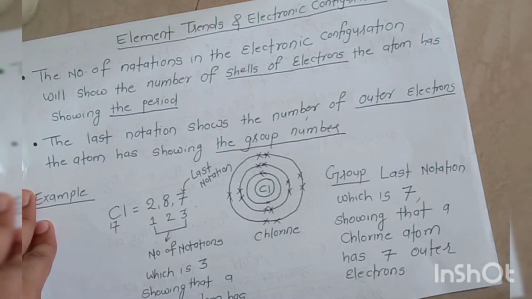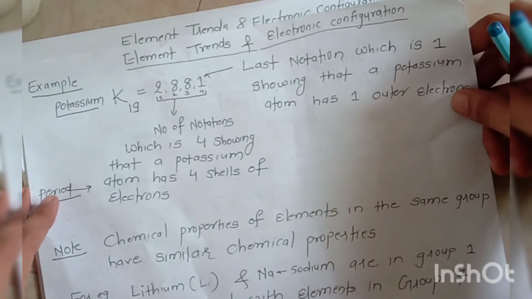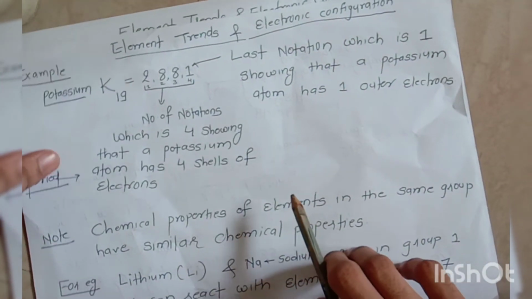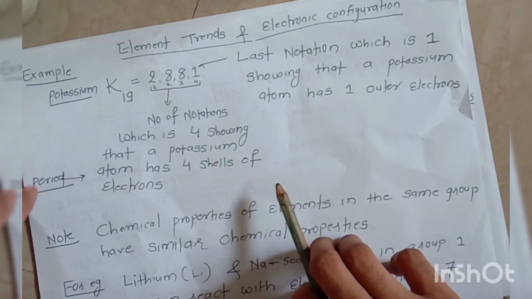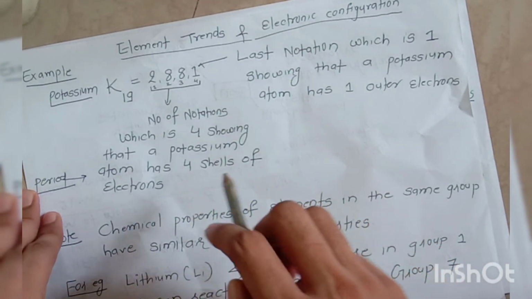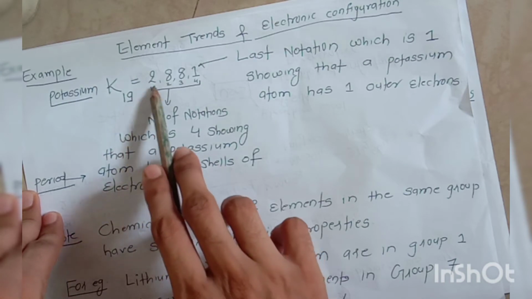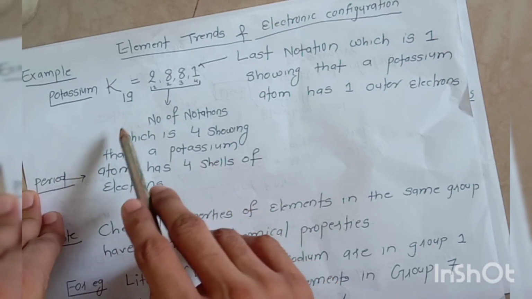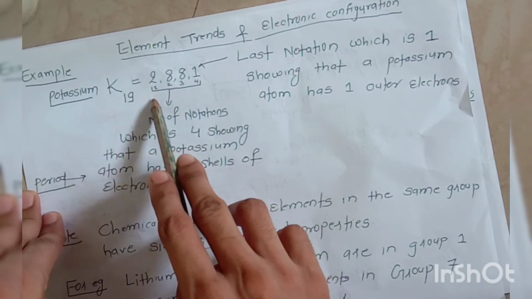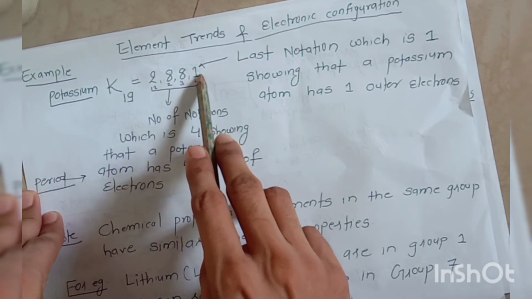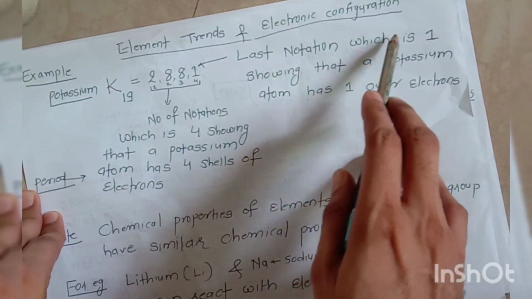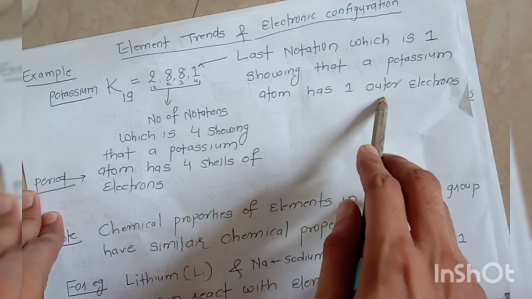You can check another example here. Here we have potassium. Its electronic configuration is 2, 8, 8, 1. So there are 4 notations, which means it is present in period 4, and the last notation is 1, so it is present in group number 1.